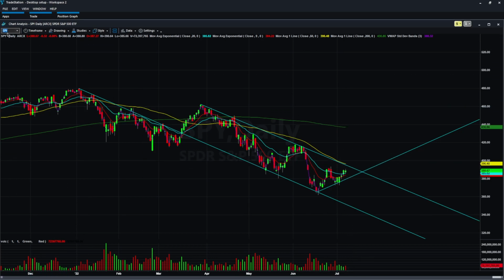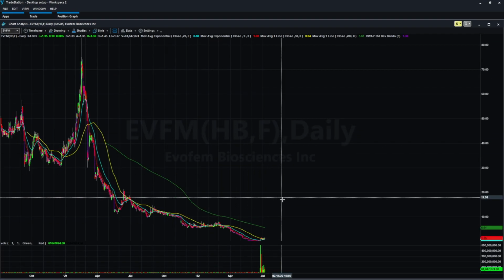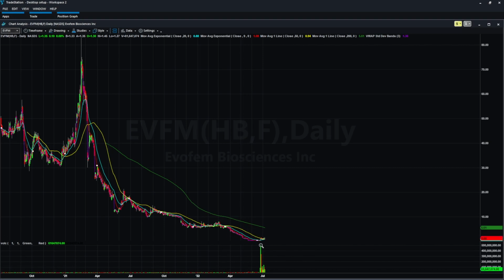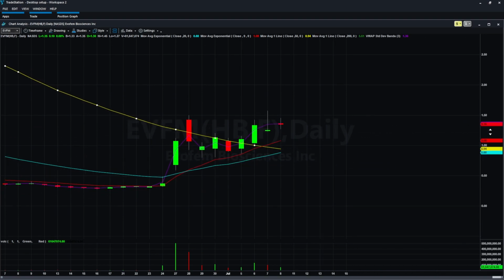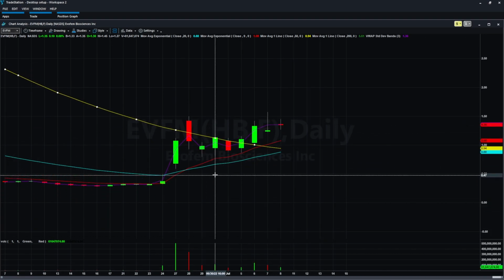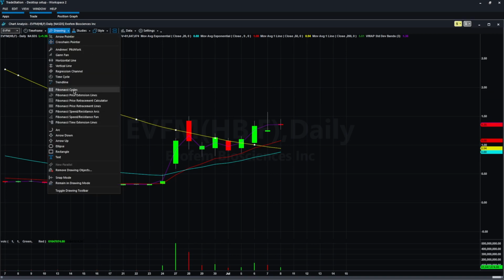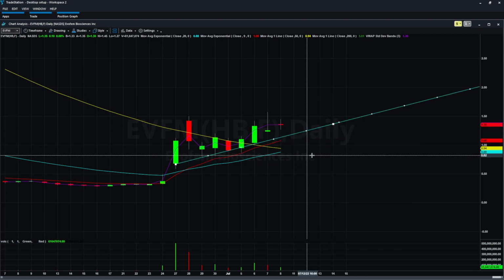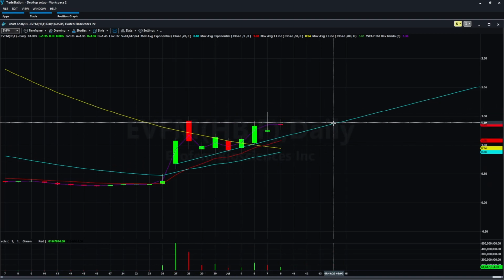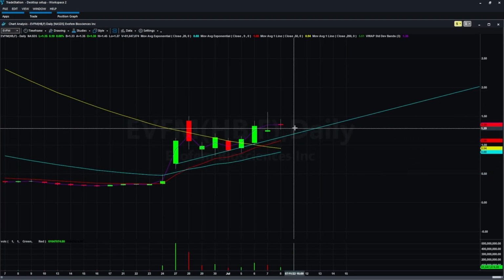But we can go to another stock. Let me think of something that's ran recently. Let's see, EVFM. So EVFM doesn't really have much of a daily pattern. You can go from the body here and then go up through these to where it's a rough upper trend line or a bottom trend line that's holding it upwards.